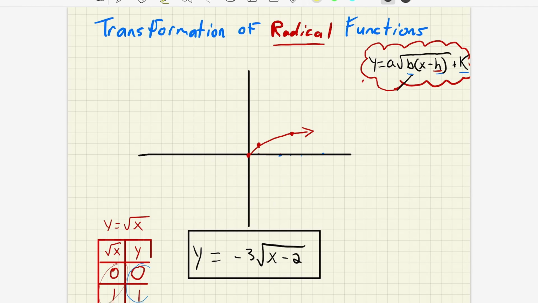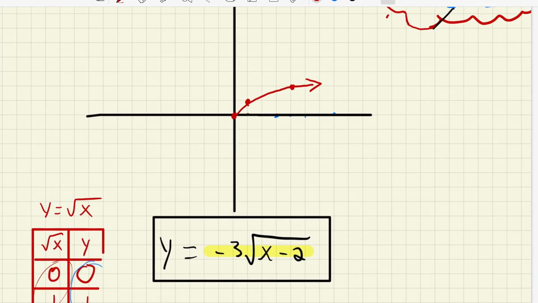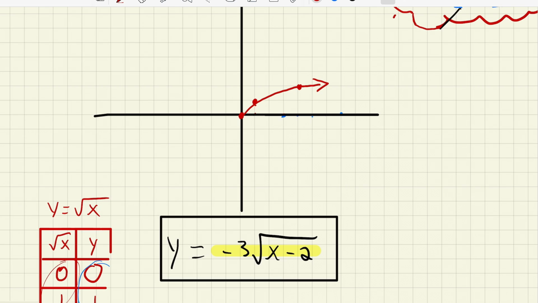So let's say for the next function, we want to translate our parent function over here to this one, which is y is equal to negative 3 root x minus 2. So what we see immediately, again, what we did last time is we're going to identify the a, b, h, and k. And that way we know what to apply to the point.